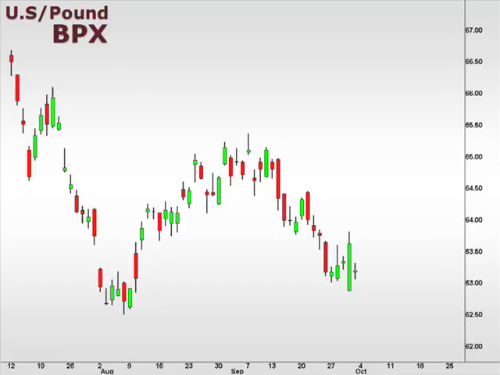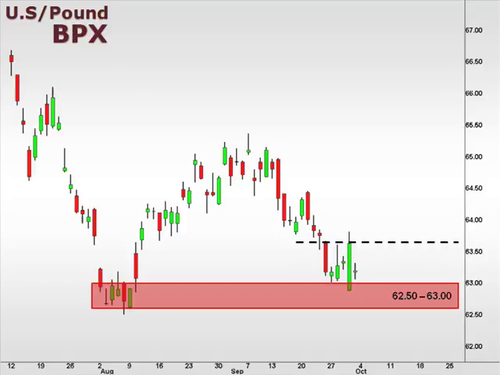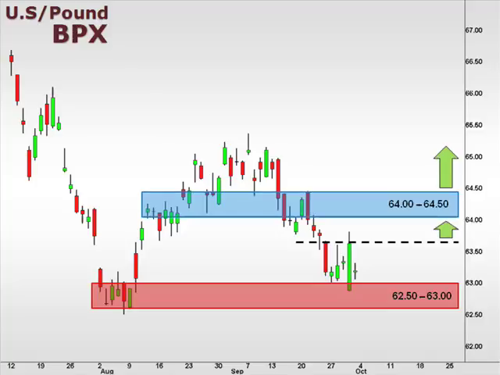Well, the BPX, the U.S. versus the British pound, seems to be looking for support within that 62.5, 63 focal zone. At this stage, we'd be looking for a break above 63.5 to lend credibility to a tradable move higher.